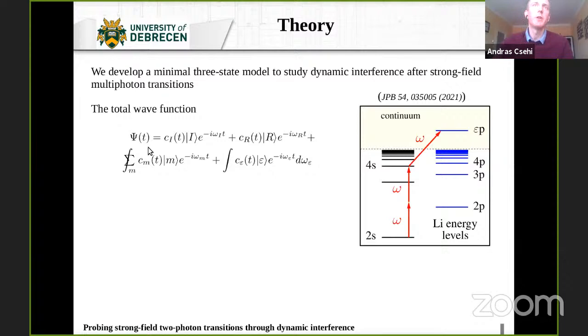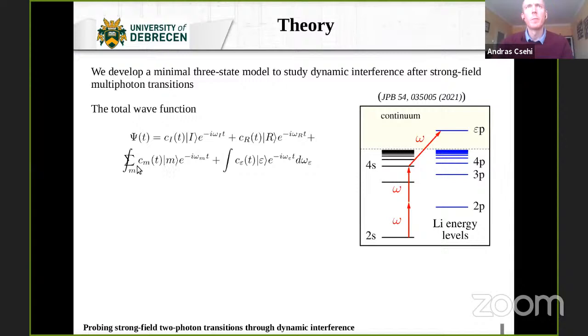In our treatment, the total wave function of the system is considered as shown here. Here we have the initial or ground state, which is 2s for lithium. We have the resonance state, which is the 4s state for lithium. And we have the ionic states, which are labeled by epsilon, and these are populated after ionization. We also have the so-called n-state manifold, which are the non-essential states, as they are not populated during the dynamics. They are far from resonance, which is why these states rapidly oscillate. These include the bound states and also the continuum states.